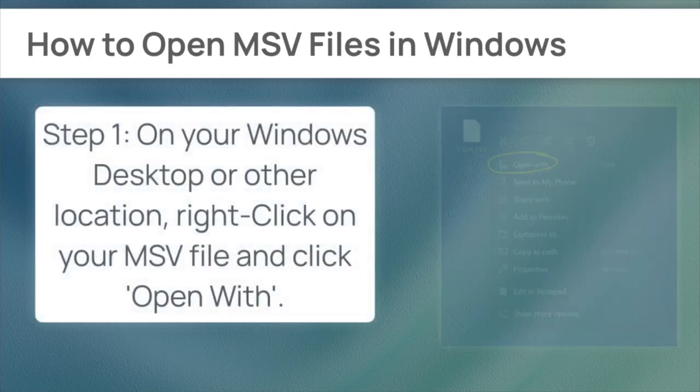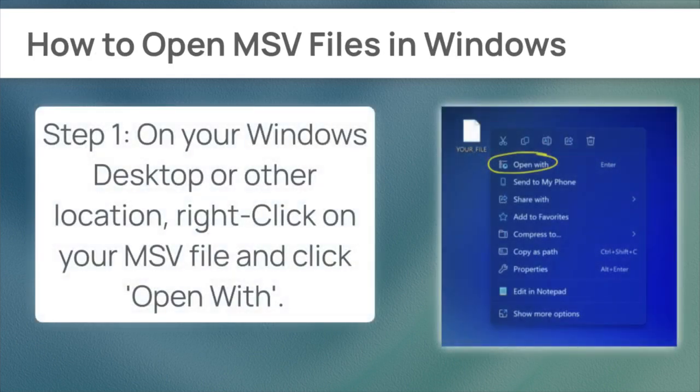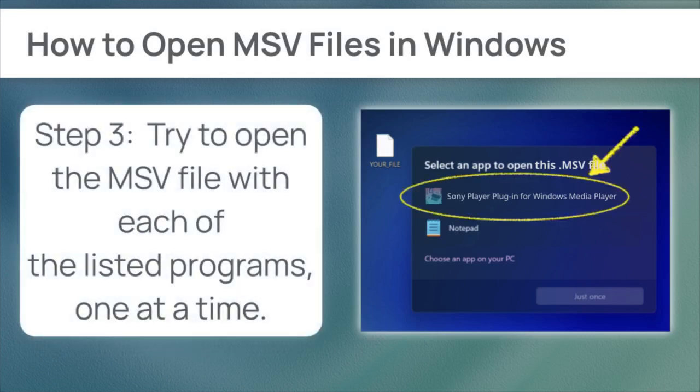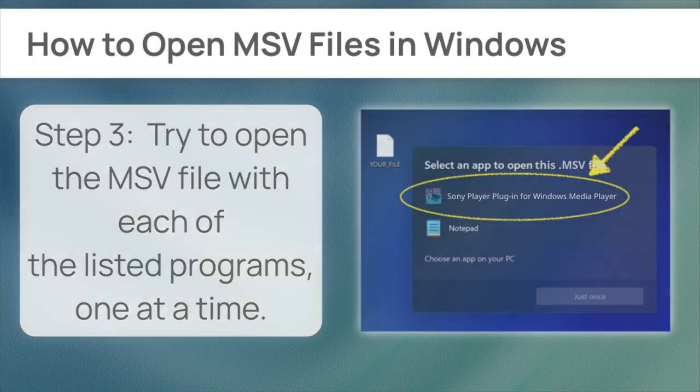Your first move is to test all possible decoders. Right-click your MSV file and choose Open With. Use Sony Player plugin for Windows Media Player if it is installed. If it's missing, select another program. Testing is the quickest diagnostic method.